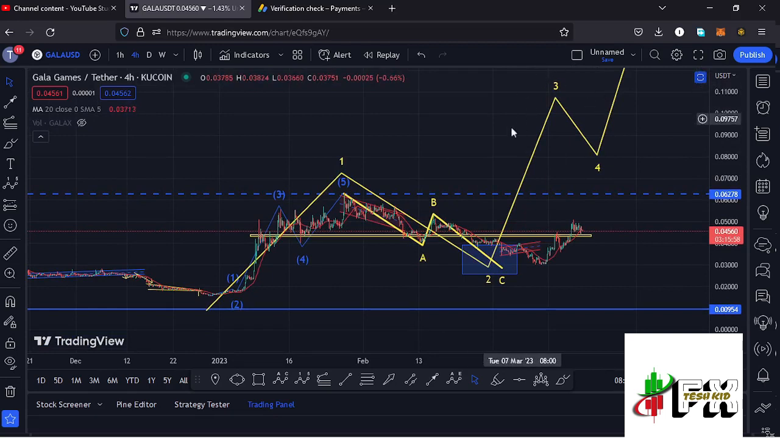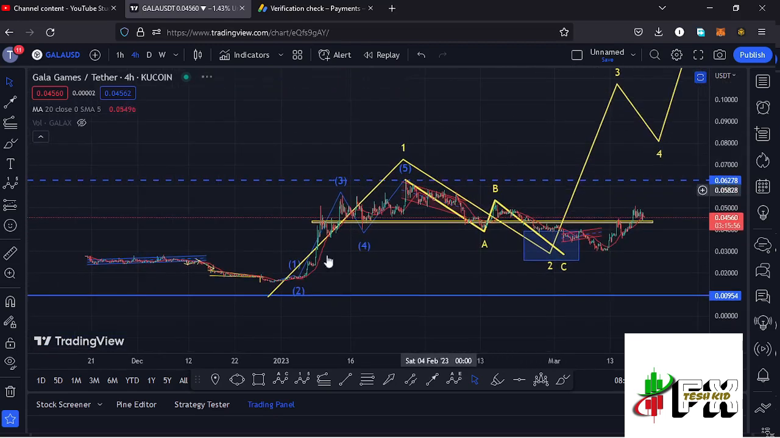And all this is playing out after we peaked in the formation of this wave 1, after seeing a 5 wave structure to the upper side, having the wave 5 giving us a peak at around the $0.06278 mark, and also completing the formation of that first wave to the upper side.